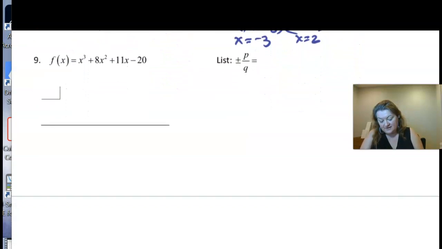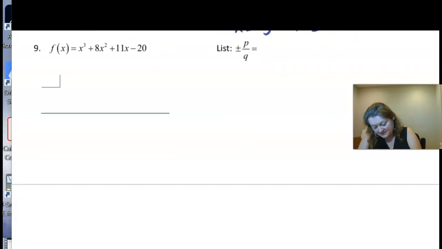All right, so on this one, I'm going to first get it ready to divide. So I'm going to have a 1, an 8, 11, a -20. I notice that there's nothing missing in terms of powers. We have 1 term for every power.